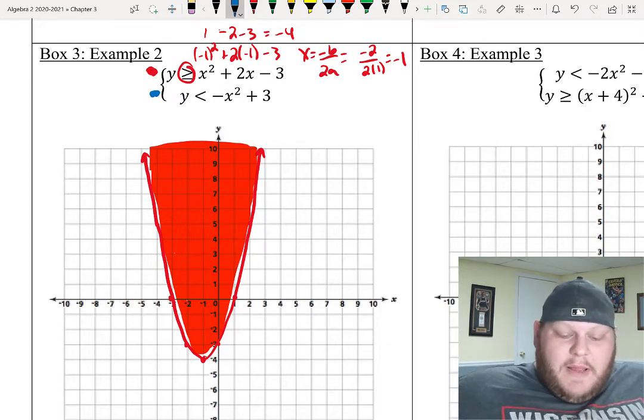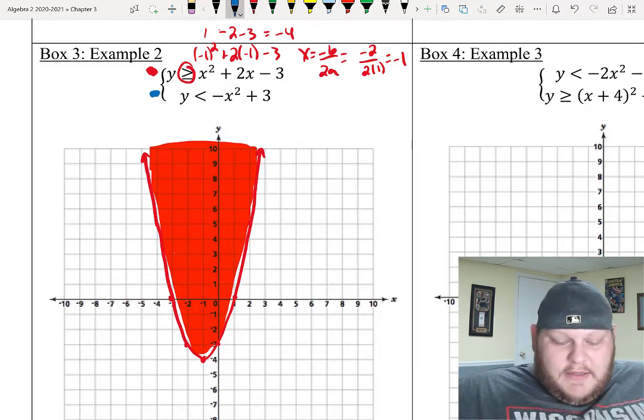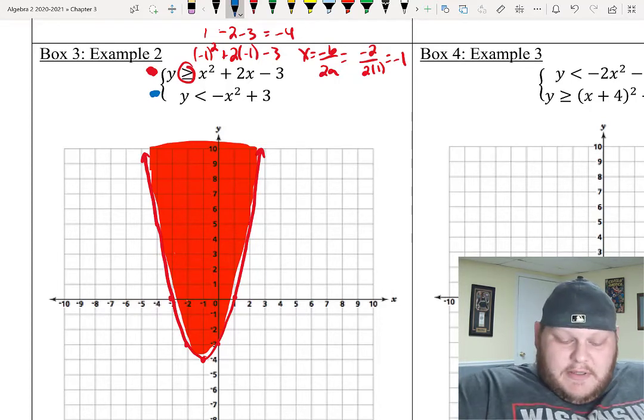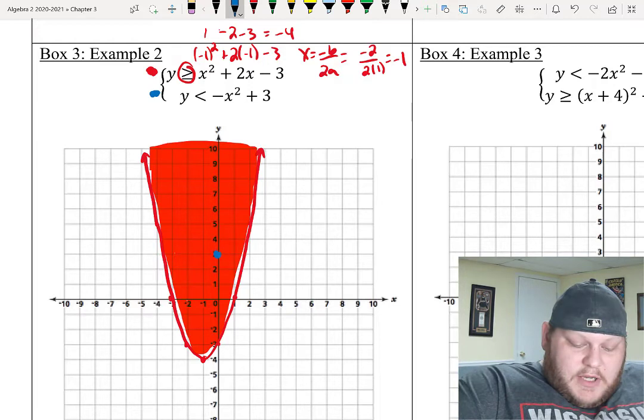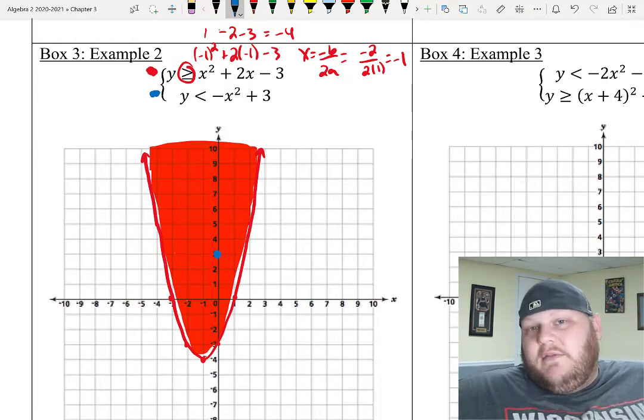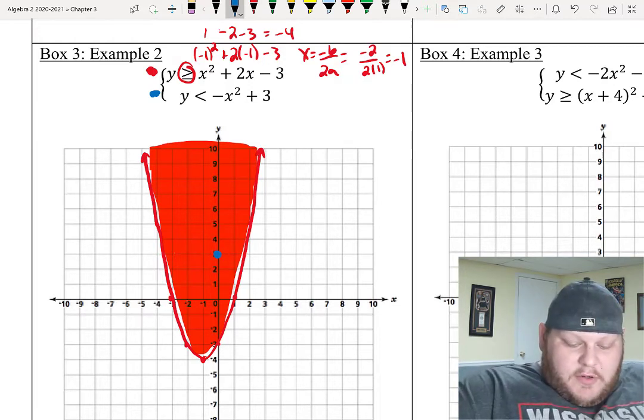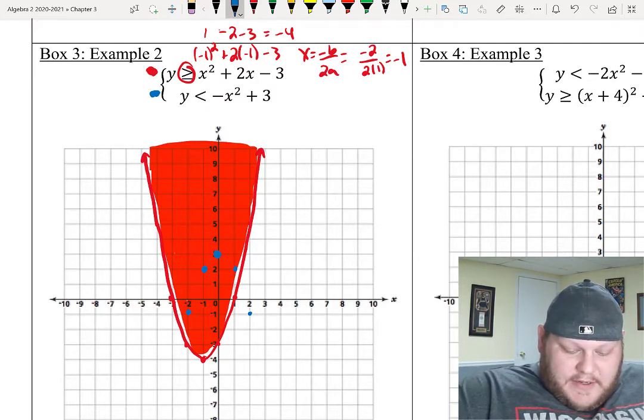All right, switching over to my blue graph. A little bit easier to graph in this case because it's just -x squared plus 3. So the plus 3 tells me my vertex was shifted up 3 units. The negative attached to x squared just tells me I'm going 1, 3, 5, just down. So down 1 over 1, down 3 over 1, down 5 over 1.